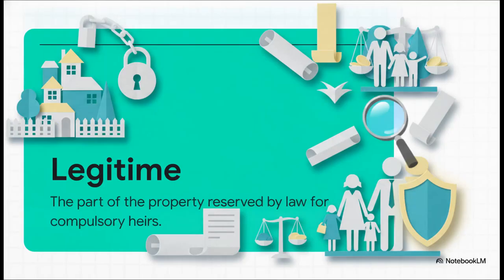But here is the biggest plot twist in succession. A will doesn't actually give you absolute freedom to do whatever you want. You can't just leave your entire fortune to your neighbor because the law fiercely protects something called the legitime. Think of the legitime as a locked-in, reserved portion of your property meant exclusively for compulsory heirs. That includes legitimate children, parents, spouses, and illegitimate children. The law actually steps in to make sure your closest family isn't unjustly left empty-handed.